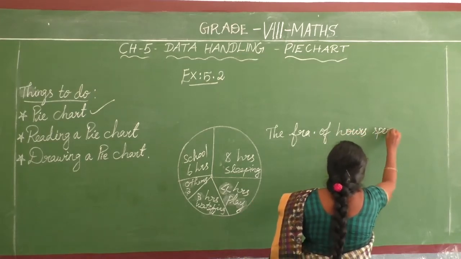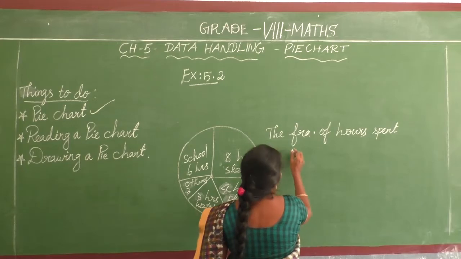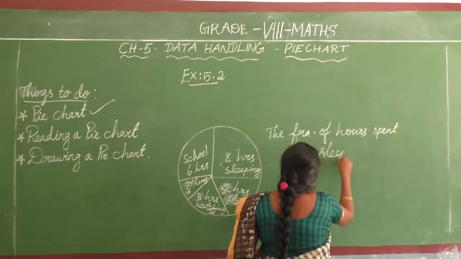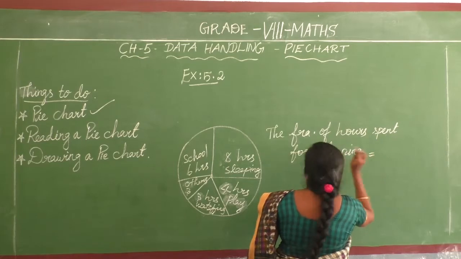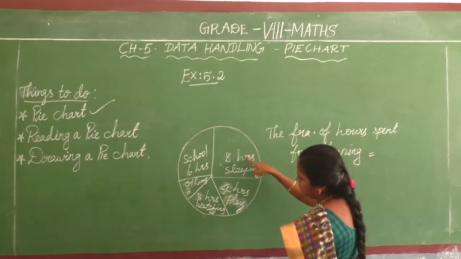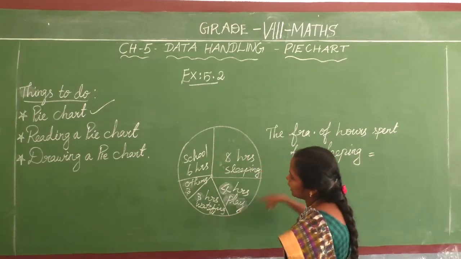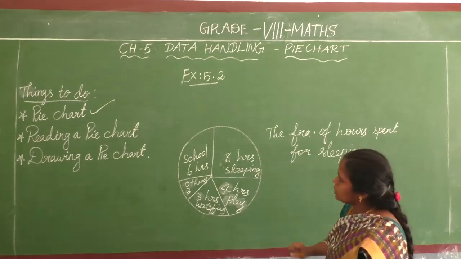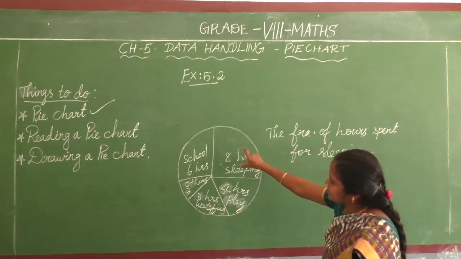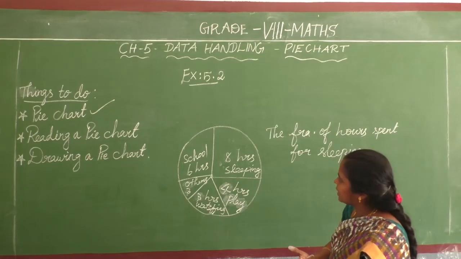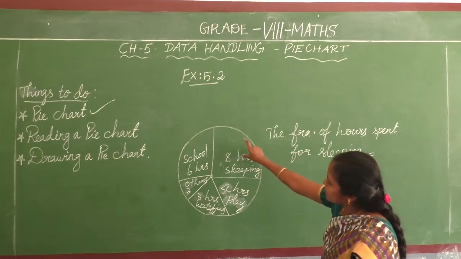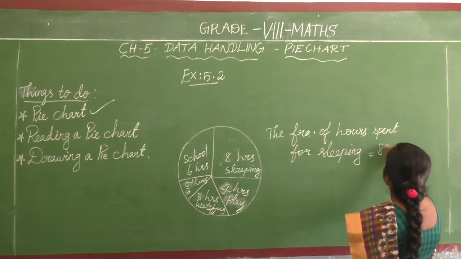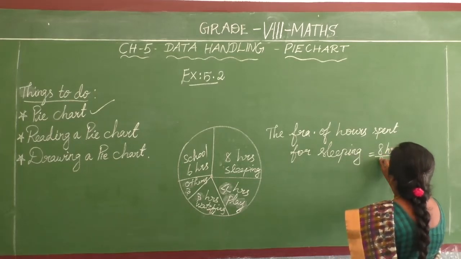The time spent by a child for sleeping. How do you find it? The number of hours sleeping out of the whole day. What is the part? Fraction means part of the whole. So how do you assume this sector size? Fractionally: the number of hours spent sleeping out of the whole day. So 8 hours by 24 hours.